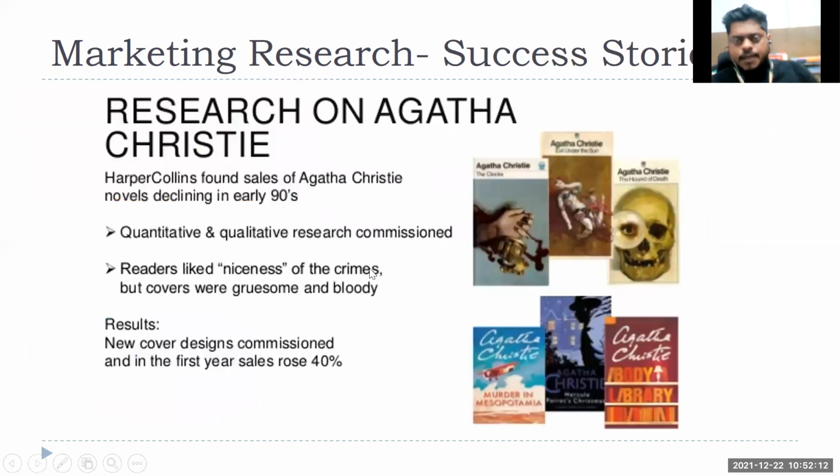So again, like any method, it has its success stories, it has its failure stories. When Agatha Christie books were released in the early 90s, the publisher was HarperCollins. The initial book covers had all those ghastly, horrifying images. And interestingly, nobody bought those books.